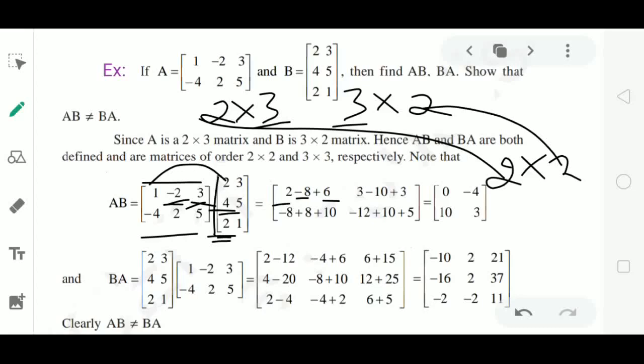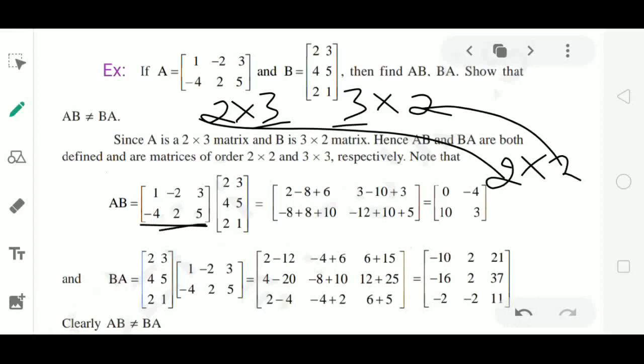After completing the first column, next multiply the first row with the second column element wise. 1 into 3 is 3. Minus 2 into 5 is minus 10. 3 into 1 is plus 3. Here we have only 2 columns in the second matrix and we have multiplied the first row with both of the columns. After completing all columns of the second matrix, consider the second row of A.